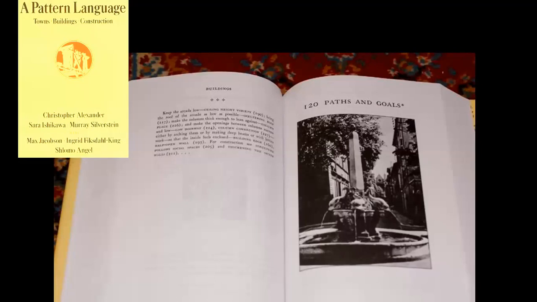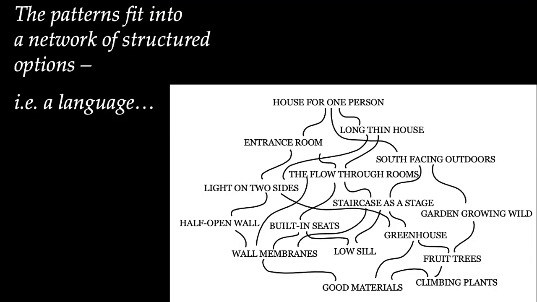And this is an example of paths and goals, very similar to Lynch's idea that you have paths and nodes, so to speak, and how the goals actually function. So this is the idea of a pattern, as I was describing the other day. It fits into a network of structured options. It's a nearly decomposable hierarchy. The hierarchy is the scale. And so it's not entirely all at one scale or all at one level. There is a nearly decomposable hierarchy to pattern language.